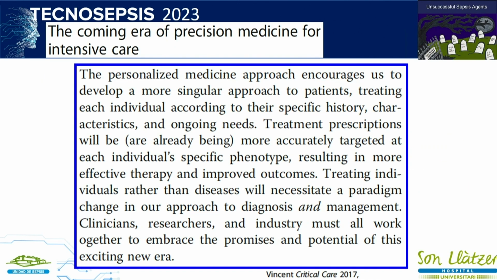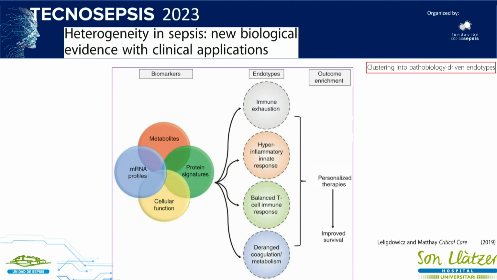So personalized medicine is crucial to understand this difference, to adapt to genotype and phenotype, because the necessity of this patient is different from another patient. So this heterogeneity in sepsis is normal. It's very important to understand the metabolites, the protein signatures, and the different endotypes. For example, immune exhaustion or immunoparalysis is very crucial to understand the response to one or another treatment. And of course, personalized therapies to improve the survival of patients.